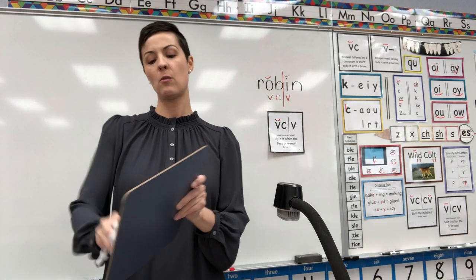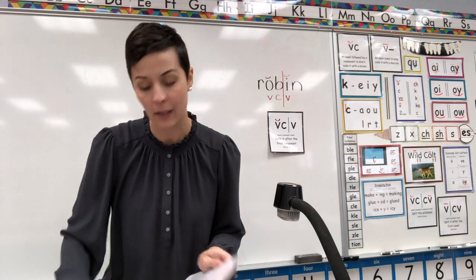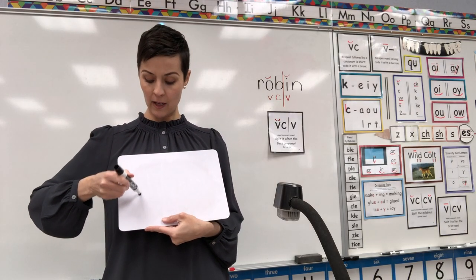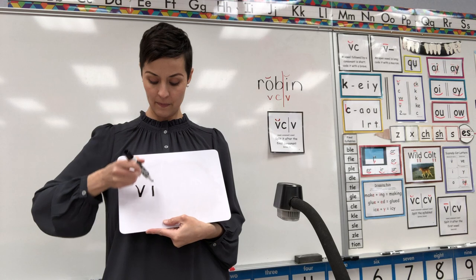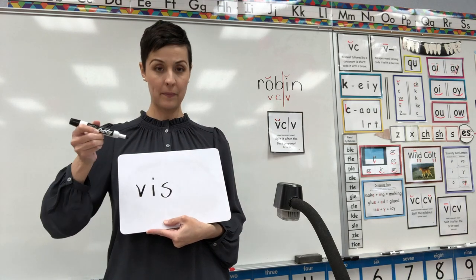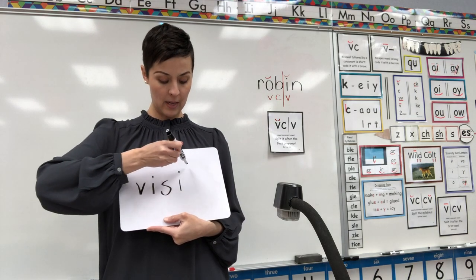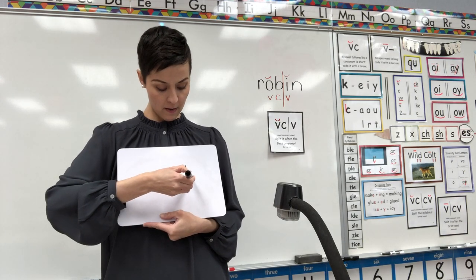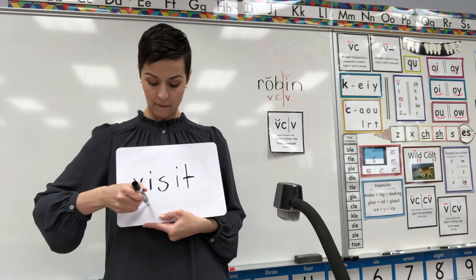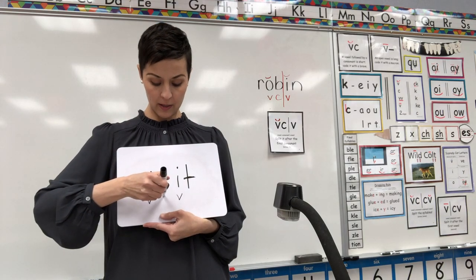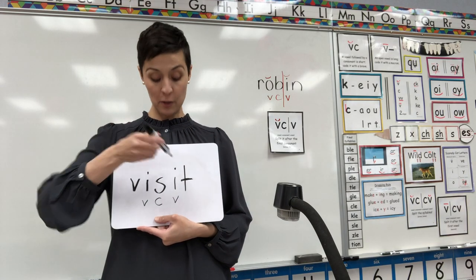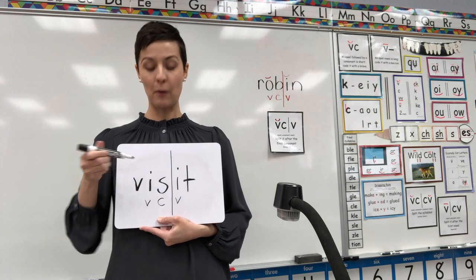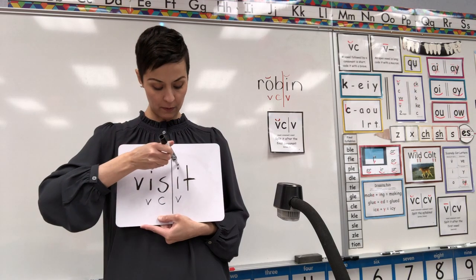Erase, erase. Or of course, if you're doing it on paper, you don't have to erase. And let's do this word. Ready? Spell with me. V-I-S-I-T. Now, can we find the vowels? Ready? Vowel, vowel, consonant. Split it after the first consonant. Breathe above the I.